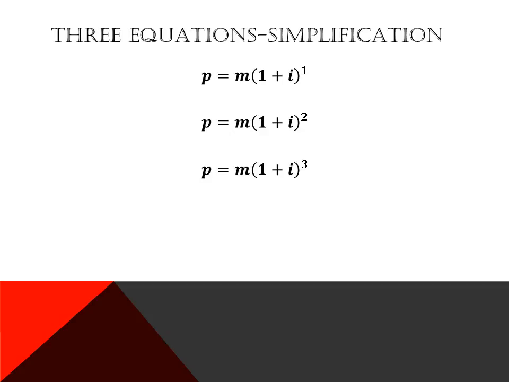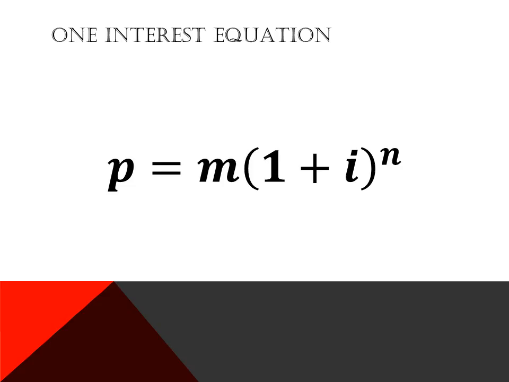If the interest is compounded 1 time, the power is 1. If it has been compounded 2 times, the power is 2. This pattern continues, therefore, these three equations can be made into one. Here is the equation that was found after combining the three equations on the previous slide. It happens to be the equation for interest.